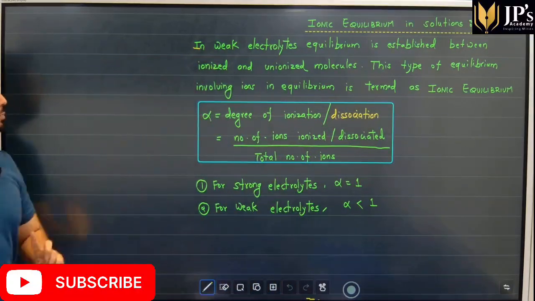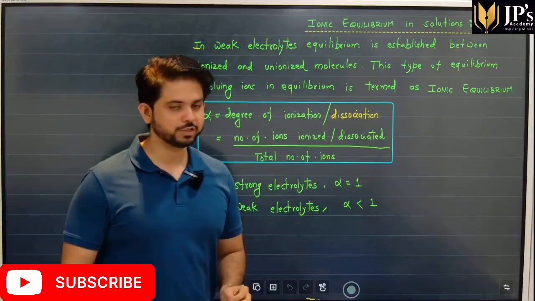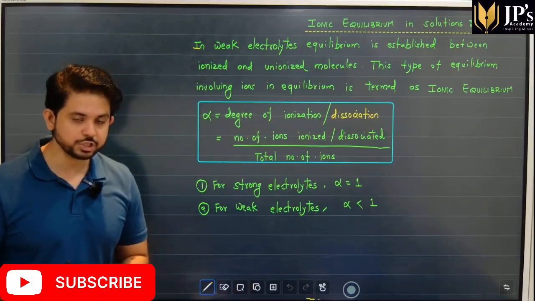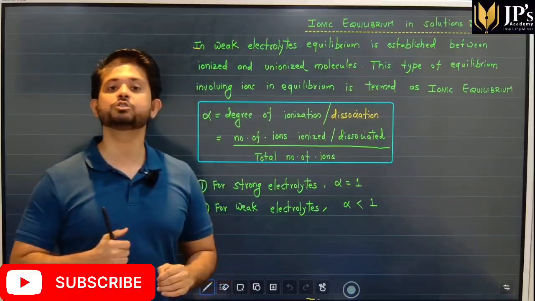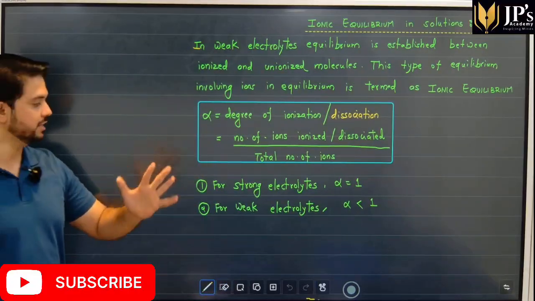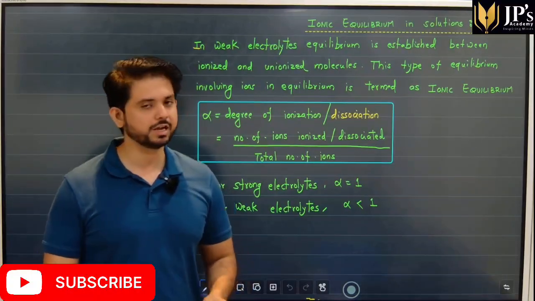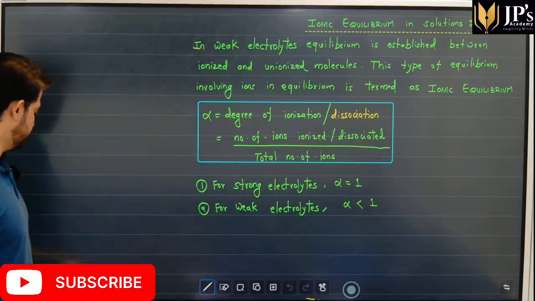We study a new point over here, alpha. Alpha is called degree of ionization or degree of dissociation, very important, which is the ratio of number of ions dissociated or ionized upon total number of ions. For strong electrolyte, it is 1. For weak electrolyte, it is always less than 1.